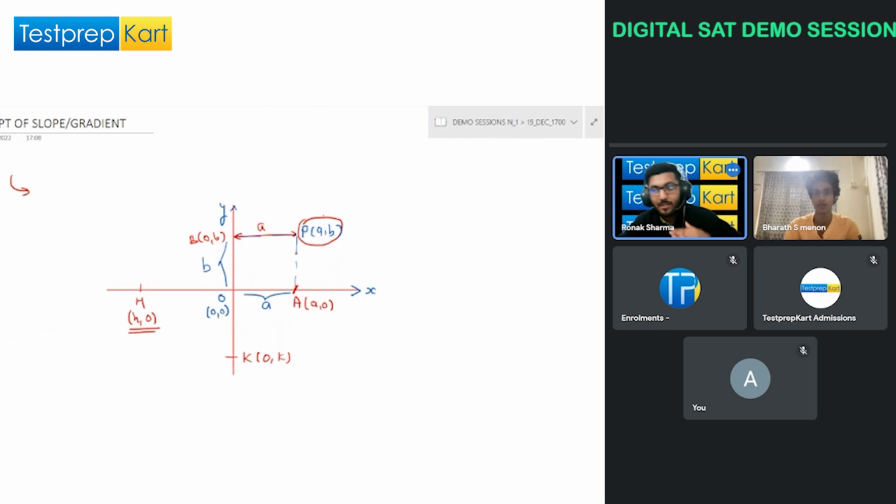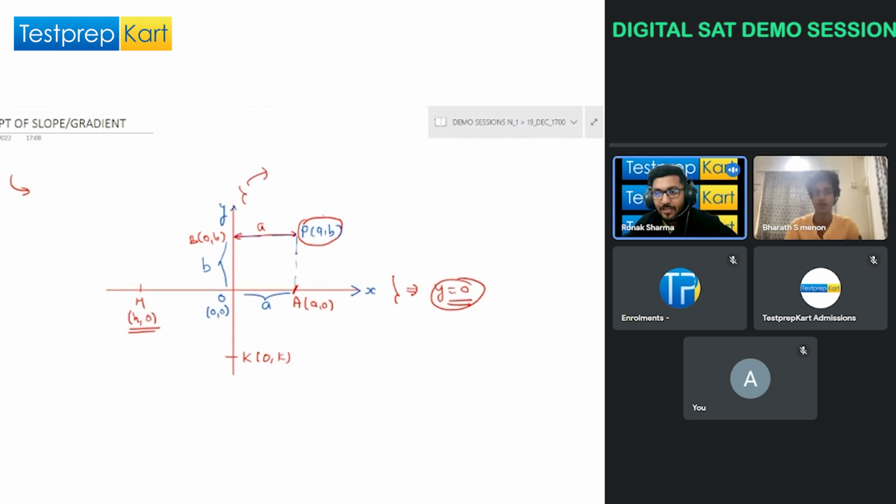There will be some exceptions. A generalized condition is there: on the x-axis, the y coordinate is 0. Vice versa for the y-axis, the x coordinate is 0. That is the reason whenever we talk about the equation of the x-axis, it is y equal to 0. Why? Because this condition is true for all the points on the x-axis.